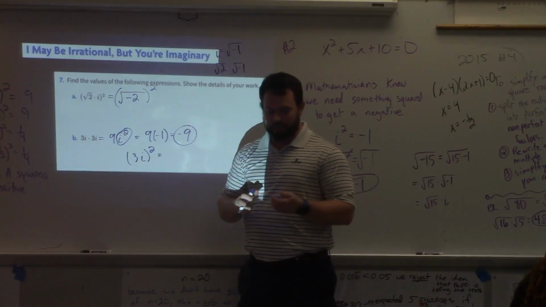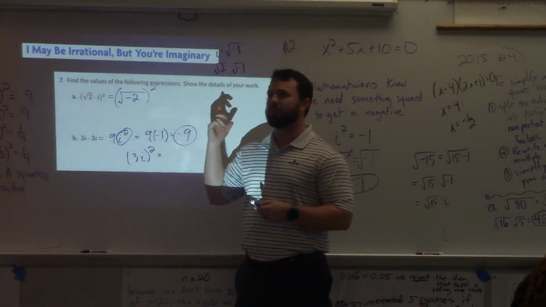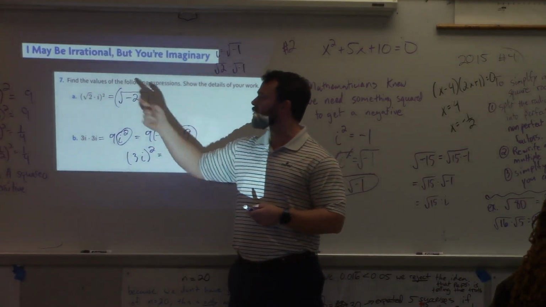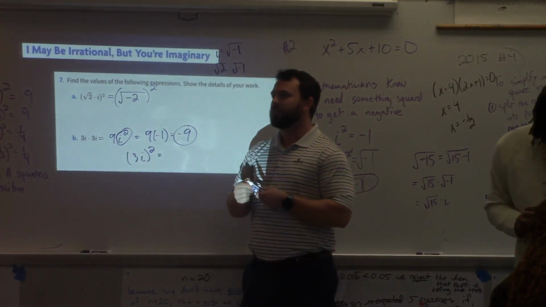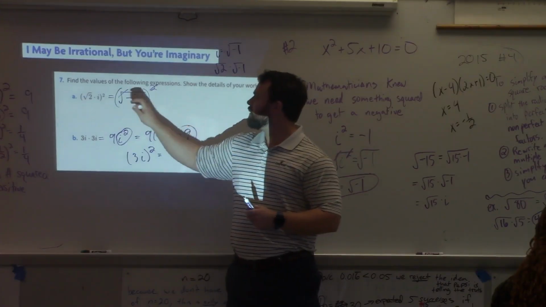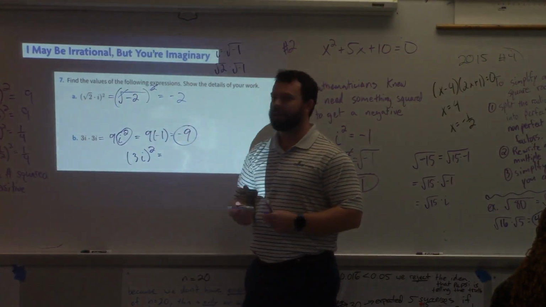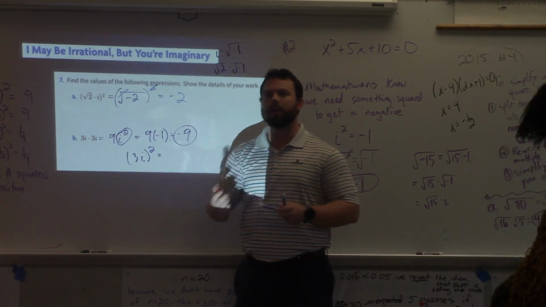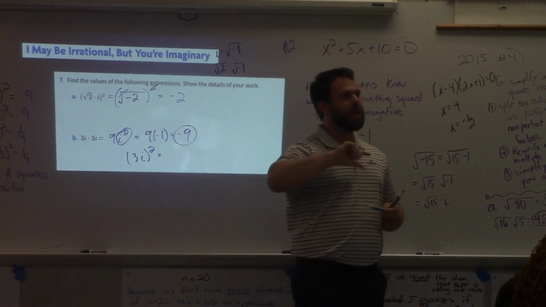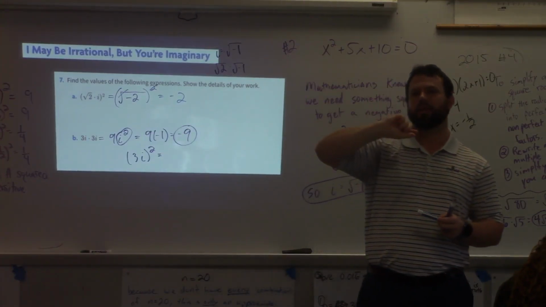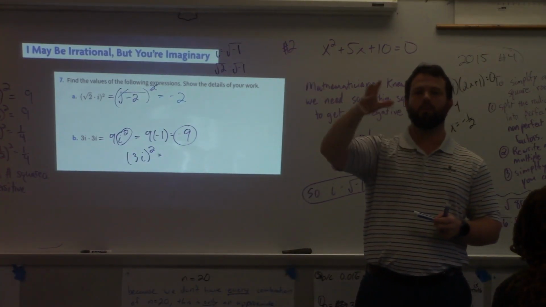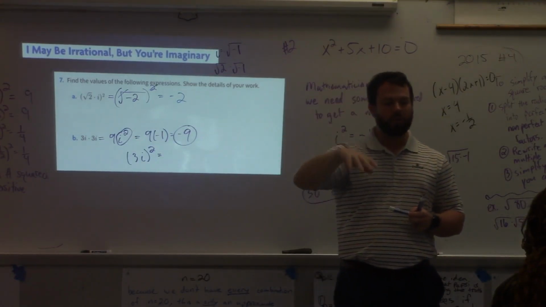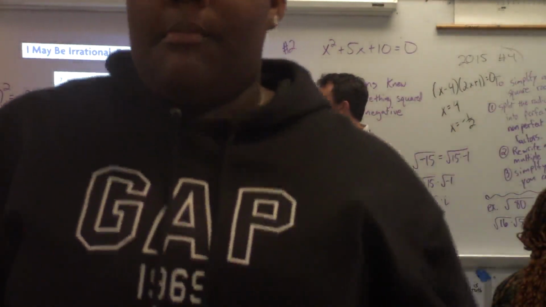This is not necessarily the way I would have approached it, but what's the relationship between a square and a square root? They're inverses, right? They cancel each other out. So I get -2. That's totally valid. Remember, the whole point of i is so that now when you square something, you get a negative.